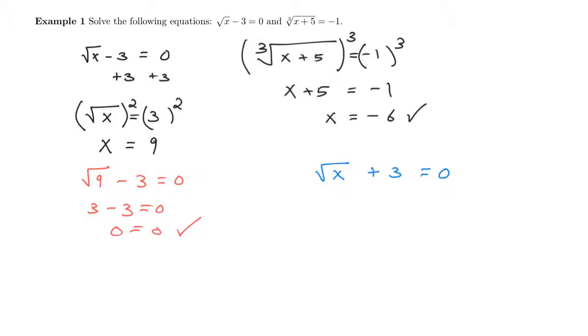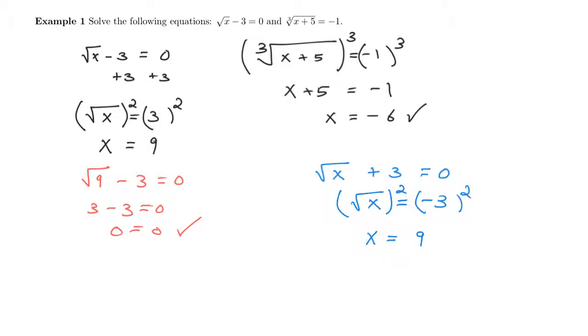But just to see what goes wrong, I'm going to use the same strategy where I'm going to subtract 3 from both sides. That's not what I meant. Get rid of that. Okay, so I'm going to subtract 3 from both sides. And, okay, now I'm going to square both sides. And I still get x, and if I square the negative, it becomes positive 9.